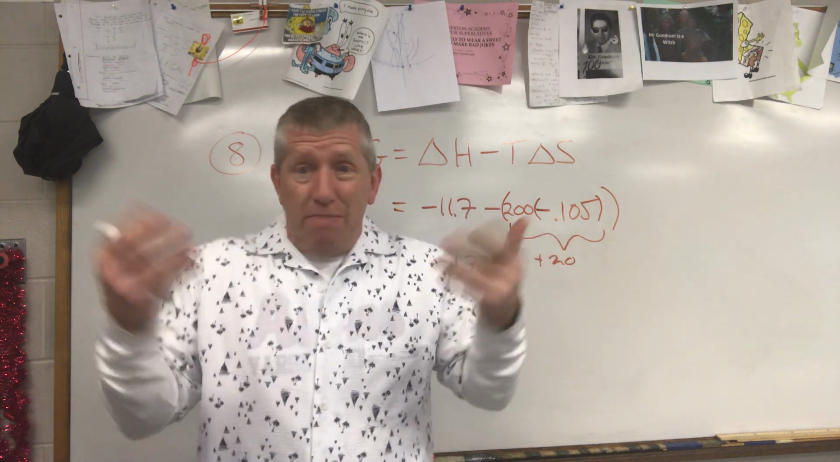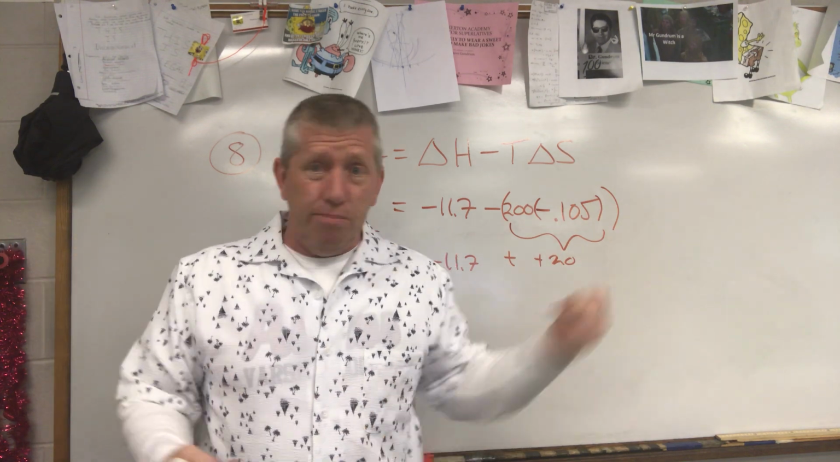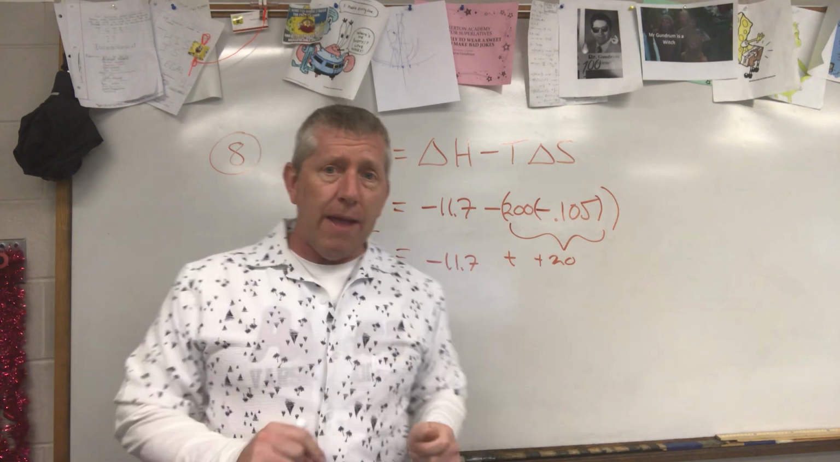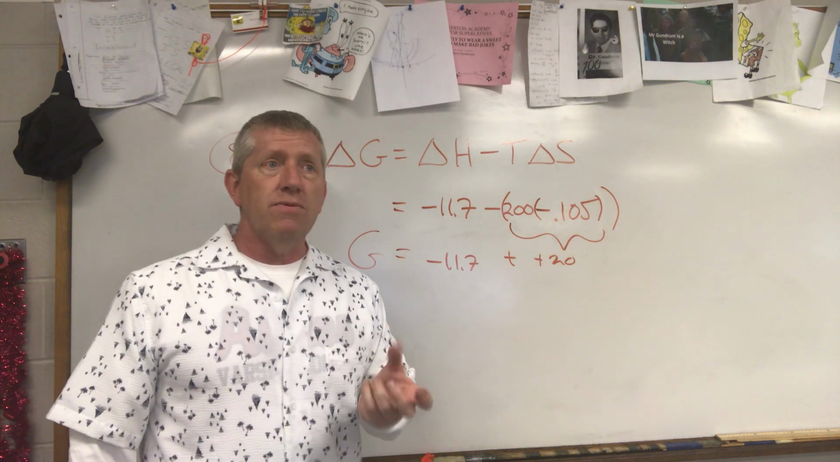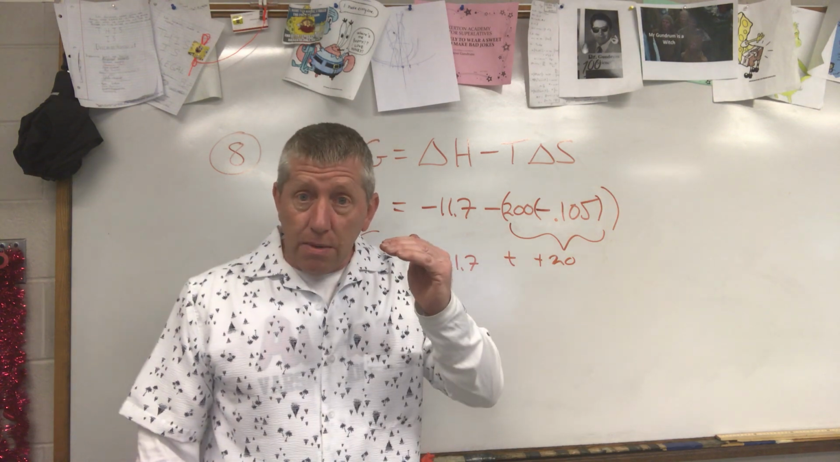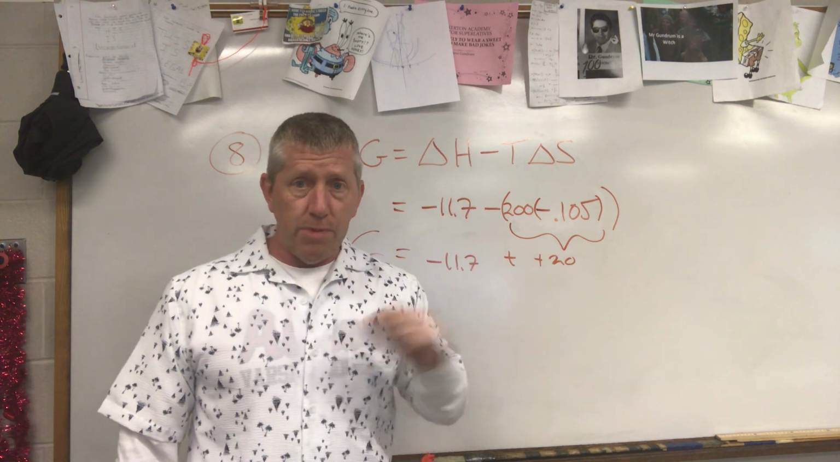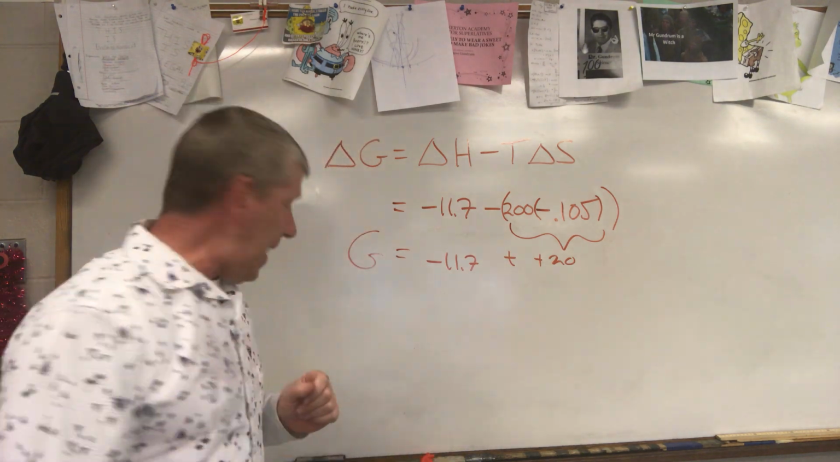Above 111, I just made up a number, 200. Make up any number you want above 111, put it in the equation, see what happens. You will find that G comes out to be a positive value. What does that mean? Positive G, not spontaneous. So at temperatures above 111, this reaction would not be spontaneous. At colder temperatures, this reaction would be spontaneous. Let's try it.